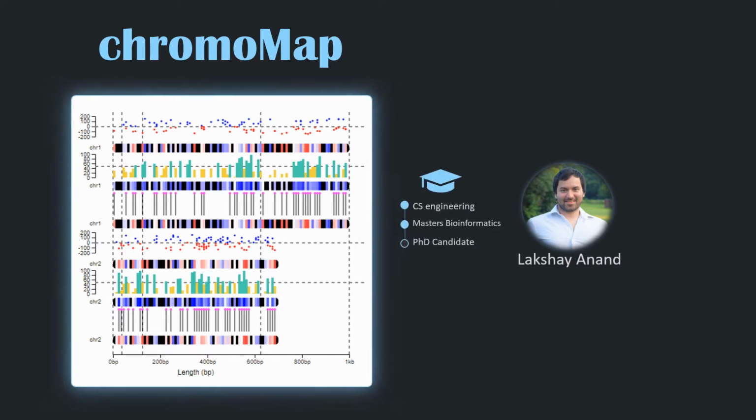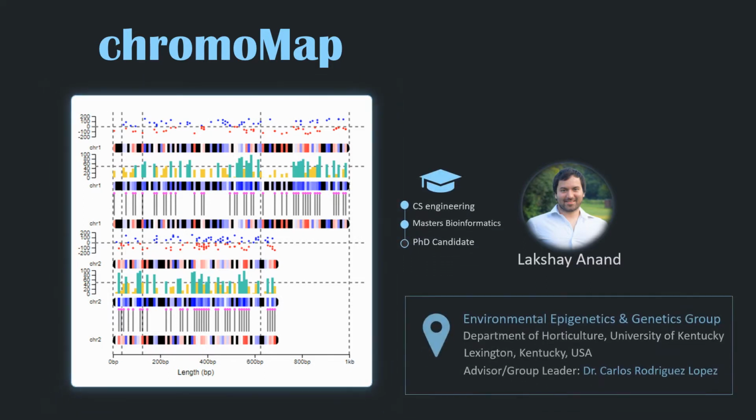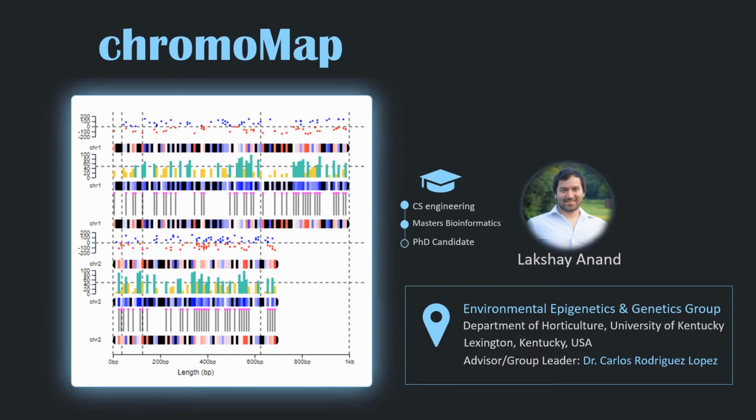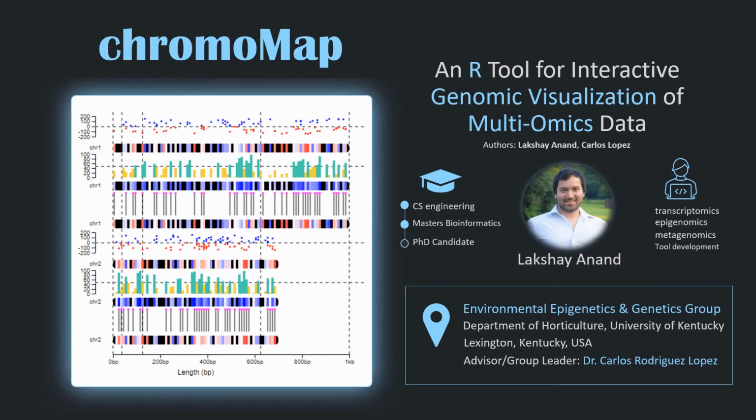I am a bioinformatician currently doing a PhD at the University of Kentucky EEG group headed by Dr. Carlos Lopez. Today, I am presenting a bioinformatics tool, chromoMap, that I developed as a part of my thesis, which is an R tool that can be used to create interactive genomic visualization of multiomics data.